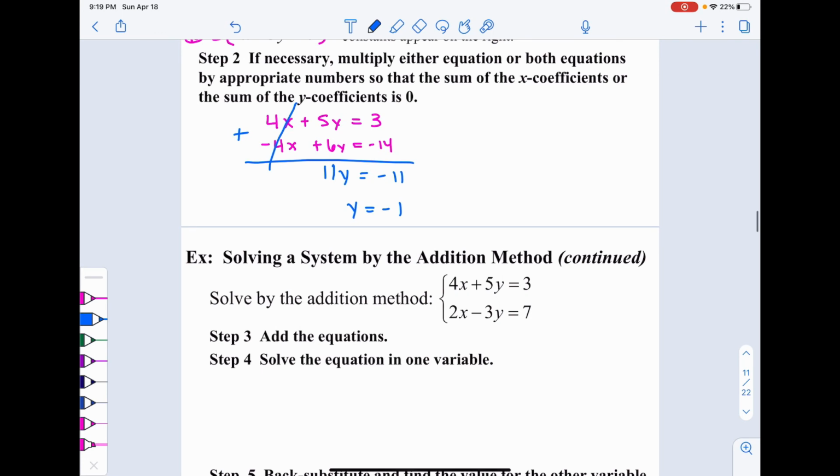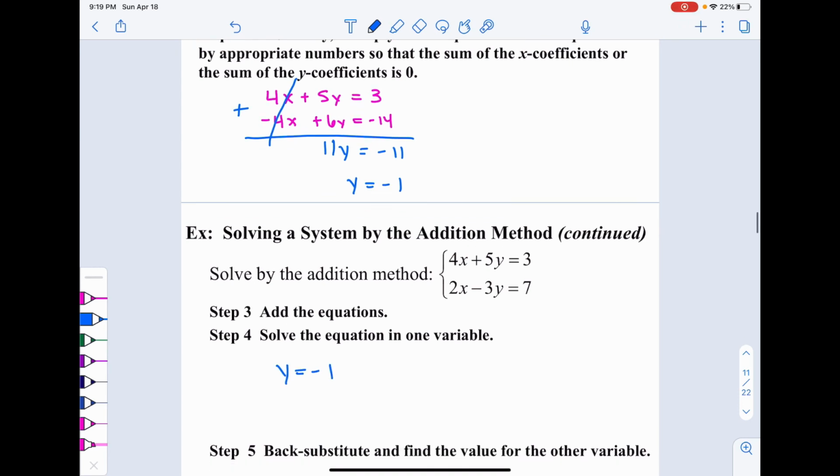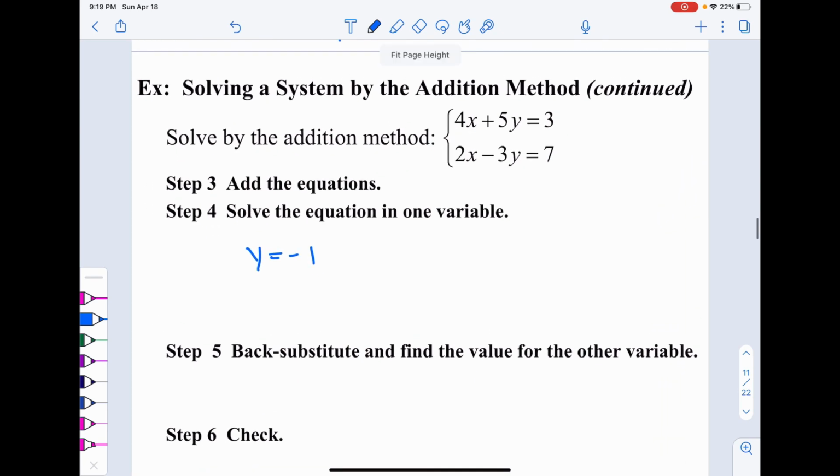So once I added those equations together, it says to solve the equation in one variable. So we just figured out that y was equal to negative 1. We already took care of that. Now I would want to, for step 5, back substitute into one of those equations to find out what x is going to be. So pick an equation that looks a little bit easier. I don't think either one of them looks more or easier than any of the other ones. Maybe I'll take the second equation and use that one.